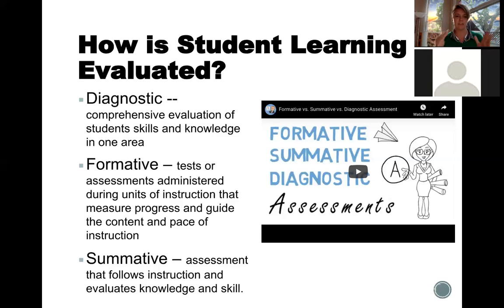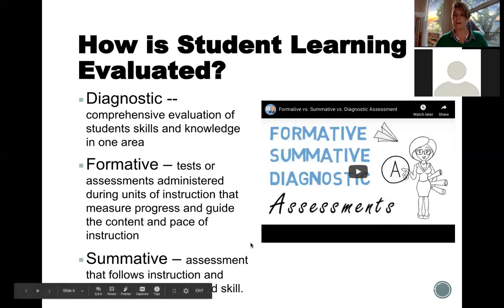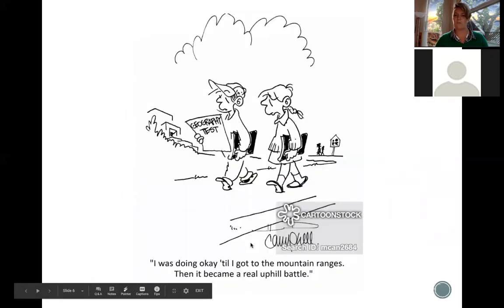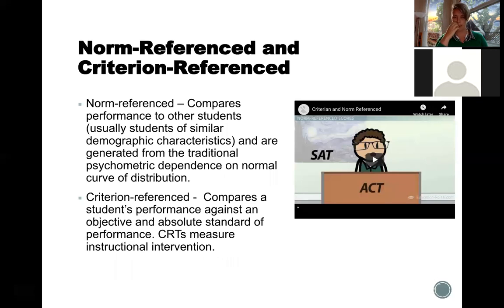So anyway, formative in general is that progress monitoring that helps you make instructional decisions. And then summative is that, again, end of the unit or end of the year. It's like, this is it. This is to see what they learned in general, and they don't get another chance. Anyway, so take a look at that video. It's helpful. We went over those different kinds of tests.